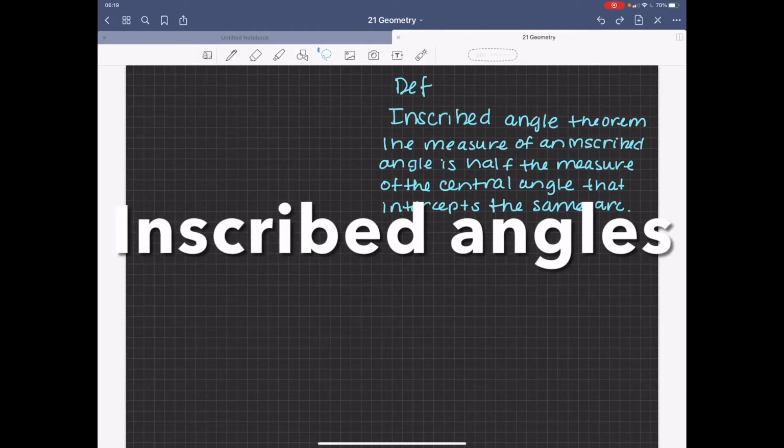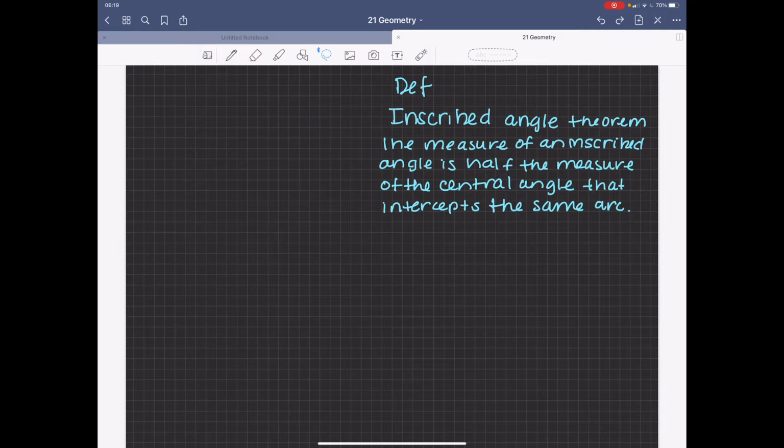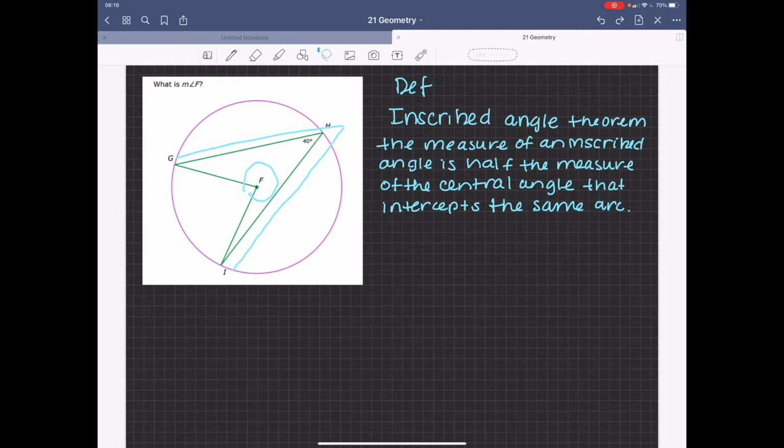Okay, we're going to talk about the inscribed angle theorem. Basically it says that the measure of an inscribed angle is half the measure of the central angle that intercepts the same arc, and we're still talking about a circle. So in this question, we're asking what is the measure of angle F?